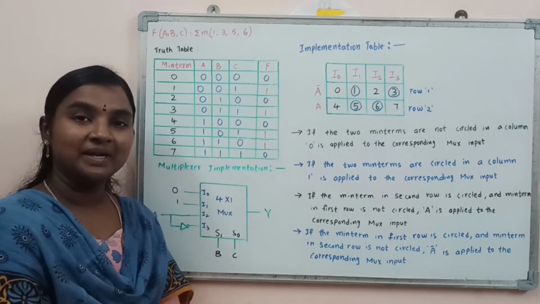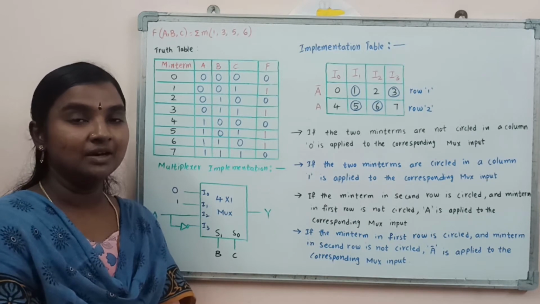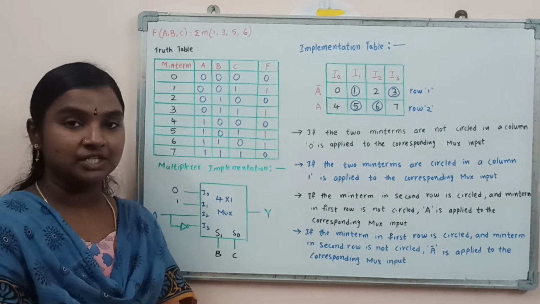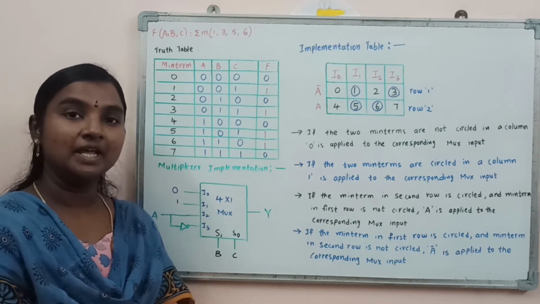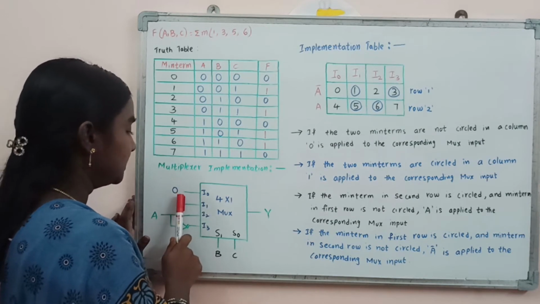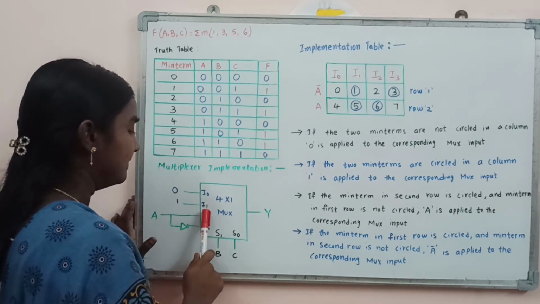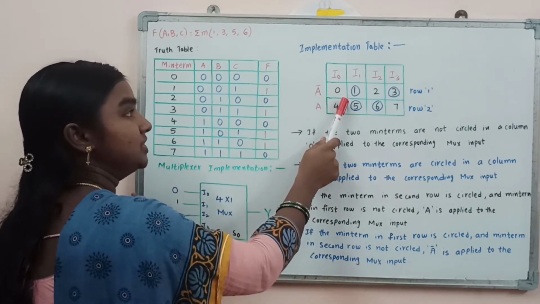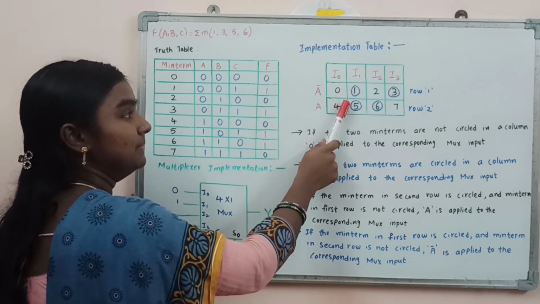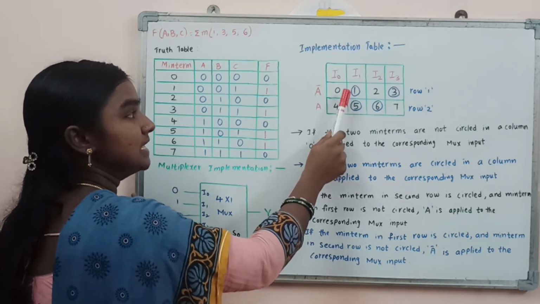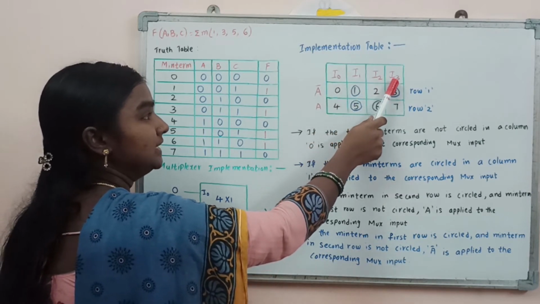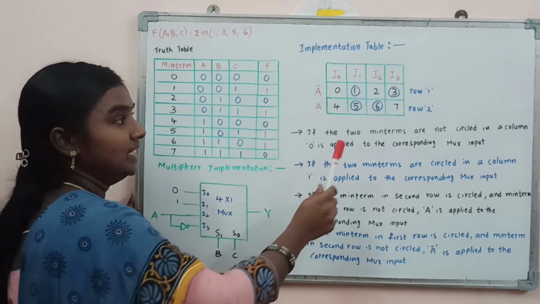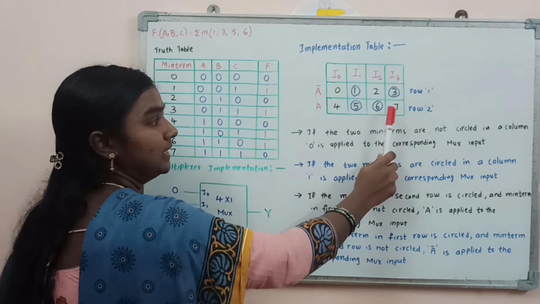In the previous video, I explained the basics of the 4 to 1 multiplexer. It consists of 4 inputs, 2 selection lines and 1 output. Now, the inputs to be applied to I0, I1, I2, I3 can be found by using this implementation table. Here in the implementation table, I0, I1, I2, I3 are the inputs of the 4 to 1 multiplexer, and it consists of 2 rows, row 1 and row 2.